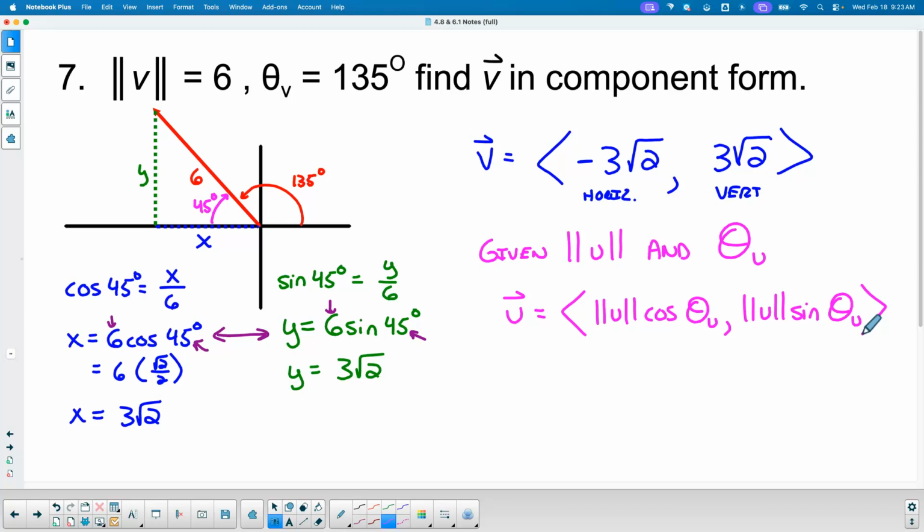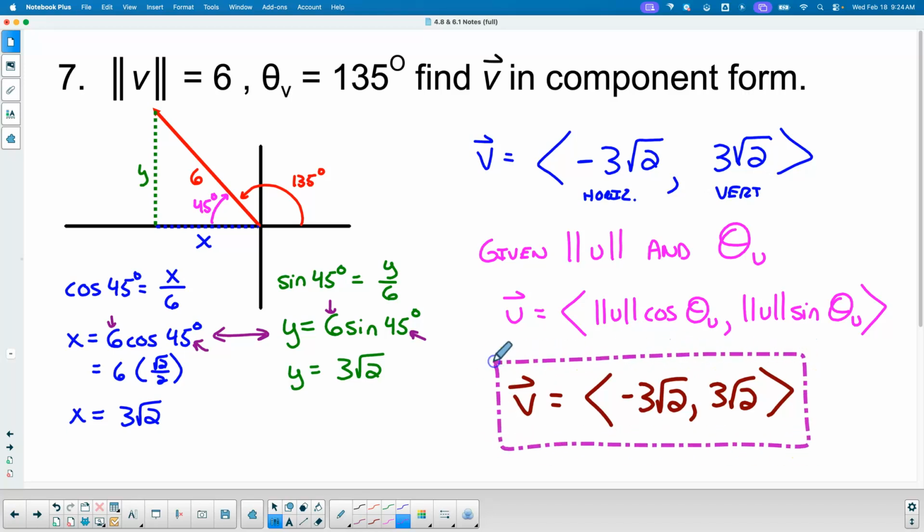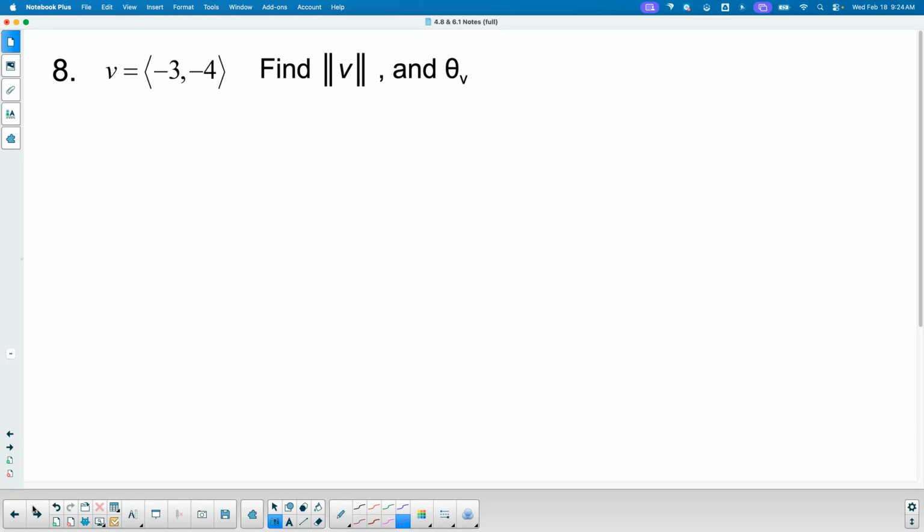Okay? So vector v here would be negative 3 square roots of 2, comma, 3 square roots of 2. Okay? You try one now. Given vector v, find me magnitude and direction angle.